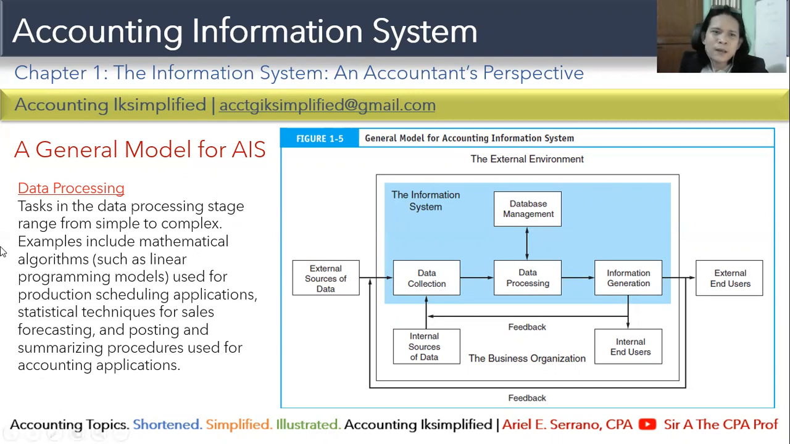No? Now, in information system, especially in accounting, the data processing stage may range from simple to complex. It may involve simple mathematical calculation, or it may be complicated. Let's say it involves mathematical algorithms, no? Mga gumagamit tayo ng mga programming models. Okay, let's say useful for production scheduling, no, statistical techniques for sales forecasting.